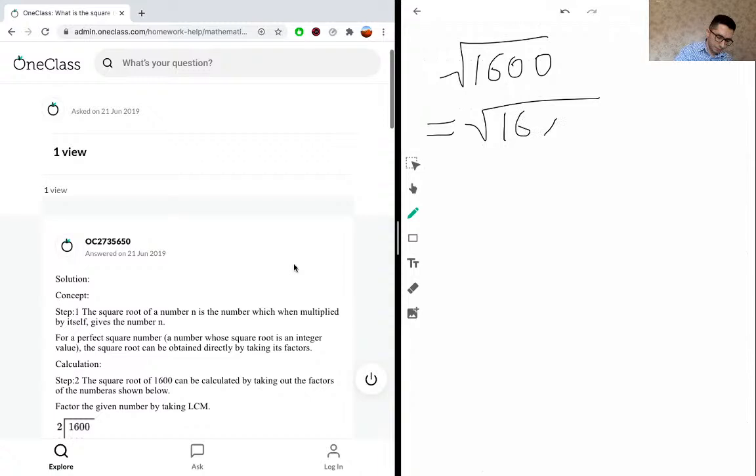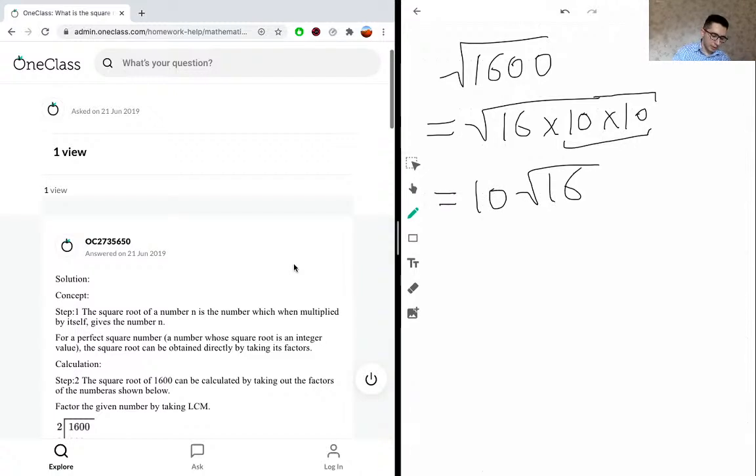times 10. That's for one zero, and then times 10 again for the other zero. We can also simplify this, knowing that there's two 10s. That means it's 10 squared. We can take the 10 out front, so we're left with 10 square root 16. And we know that the square root of 16 is 4. So here we would have times 4, which would give us 40.